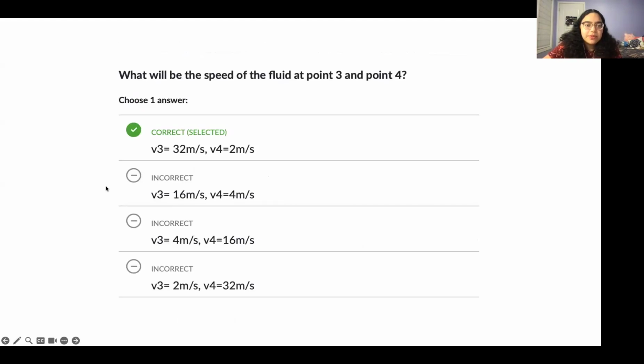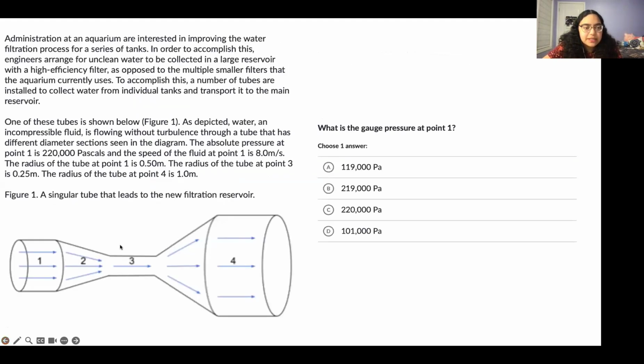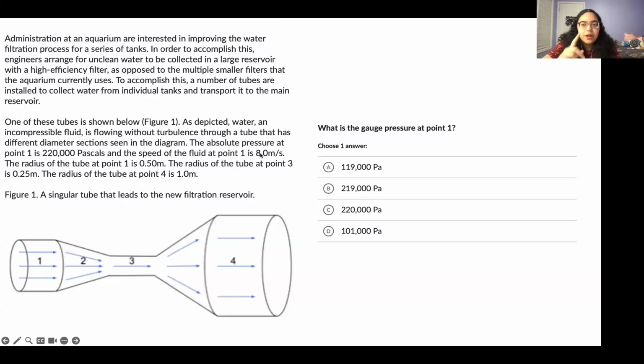The speed at point 3 and 4. The thing to know about this is you are given the radius, and it's good to know that radius has a squared relationship with area. So you're given that the speed at point 1 is 8 meters per second. The radius there is 0.5. The radius at point 3 is 0.25. So the radius is halved, which means the area is quartered because that's a squared relationship. And that means it's 4 times less area, so it has to be 4 times more speed to keep that AV equal.